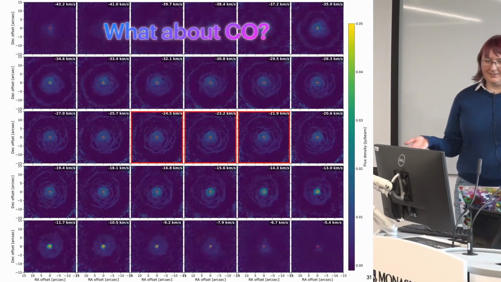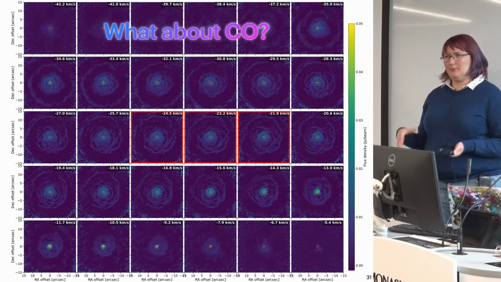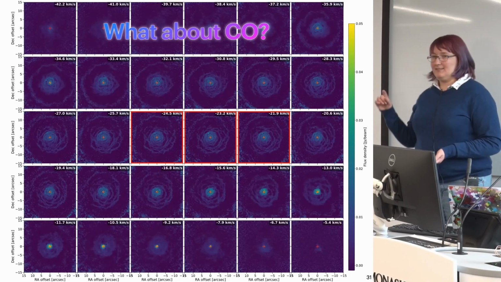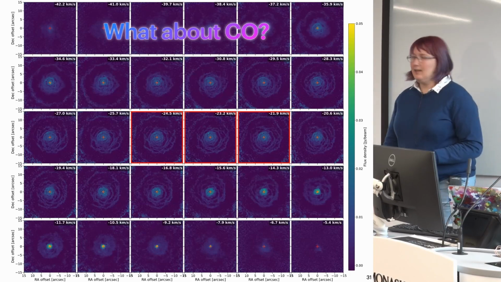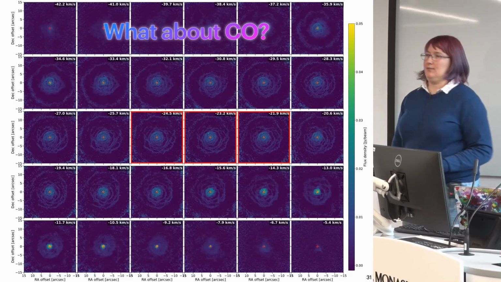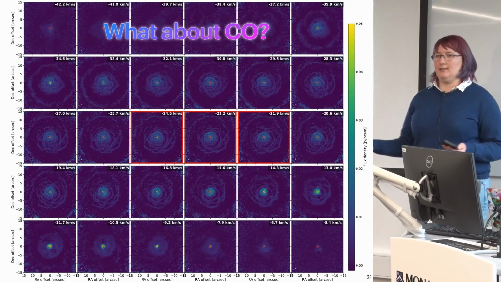What about CO? CO is strong enough, the molecular bonds are strong enough, that it's not going to be photodissociated by the companion, and indeed we don't see that it is. We just see these structures, so let's try and understand those in this context now that we have the eccentric orbit.